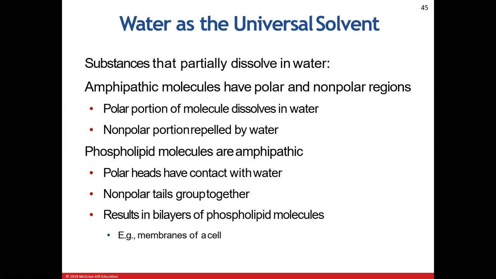The heads are going to be to the external surface of the cell and touching the extracellular matrix. And then we also have the internal layer, and the polar heads are going to be more to the inside part of the cell. Within that area, between the two polar head sides, we have the nonpolar tails. And these nonpolar tails are going to group together. And these nonpolar tails, again, kind of repel water. And it's because of this that it results in a bilayer of phospholipid molecules. And these are going to make up the membranes of a cell.